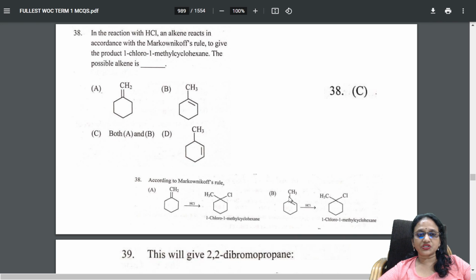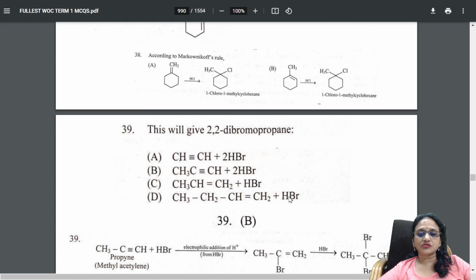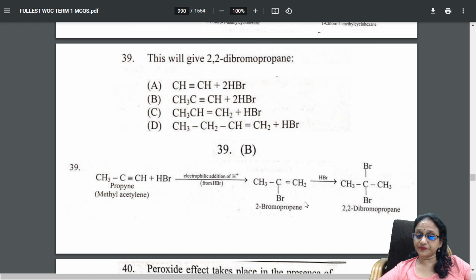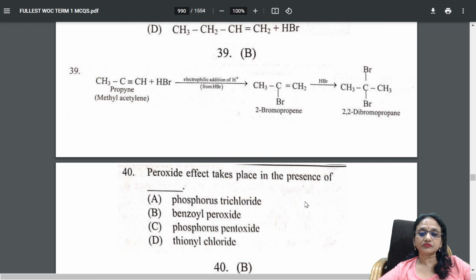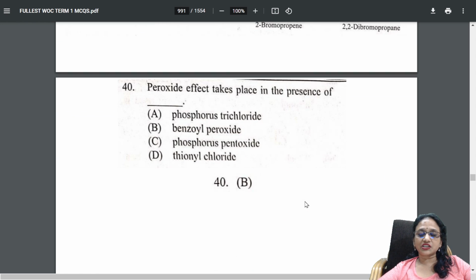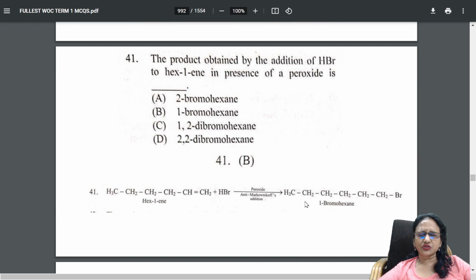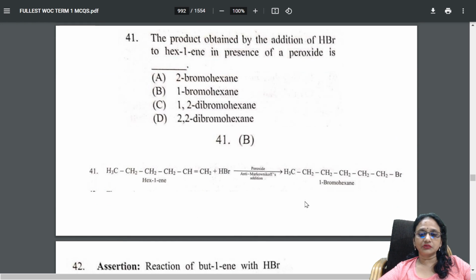So go through the questions. Anywhere, if an alkene is given, there are two options. One is symmetrical, no problem. For unsymmetrical, they're going to ask you either Markovnikov or anti-Markovnikov addition. Gradually, this is the concept of electrophilic addition, and the peroxide concept. One more question on the anti-Markovnikov rule.